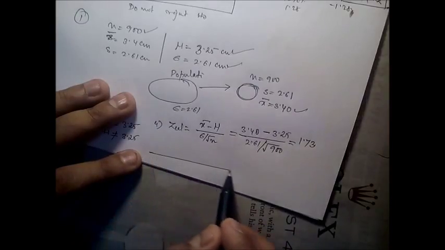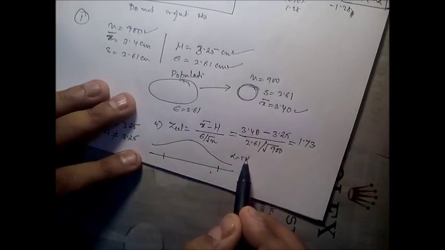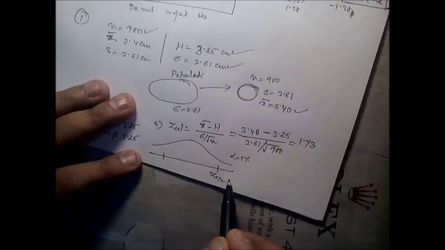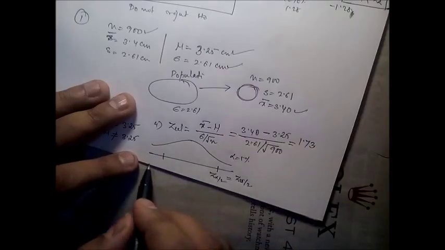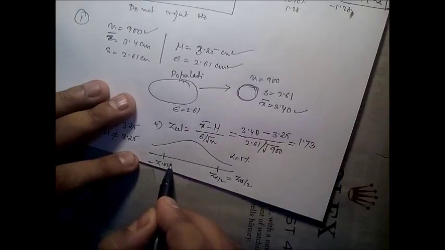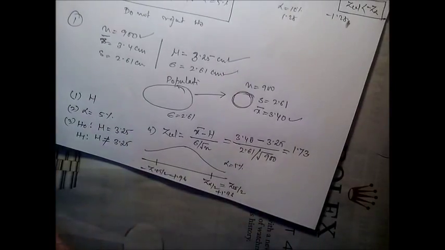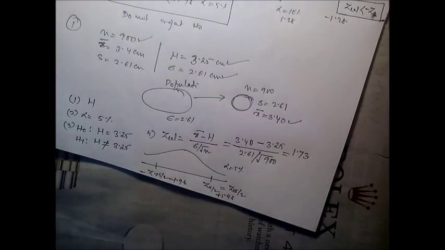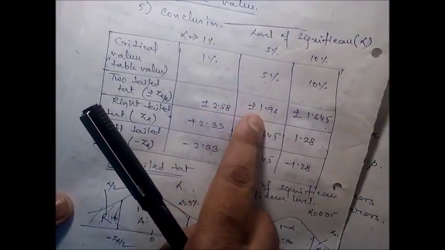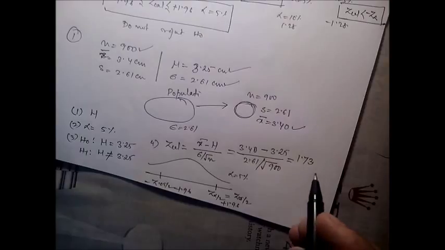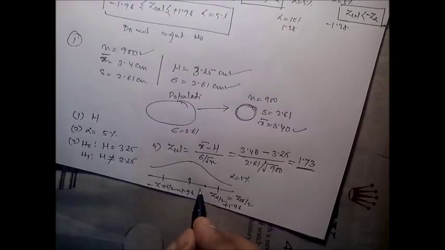So we have to take the decision with the help of the critical value. So alpha is equal to 5%, so z alpha by 2, that is z 0.05 by 2, or minus z 0.05 by 2. So its value is plus 1.96 and minus 1.96. Okay. So from the table we can see that if it is 5%, it is plus minus 1.96, and its calculated value is 1.73. So 1.73 is somewhere here.